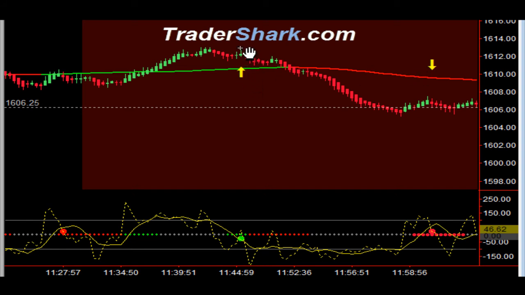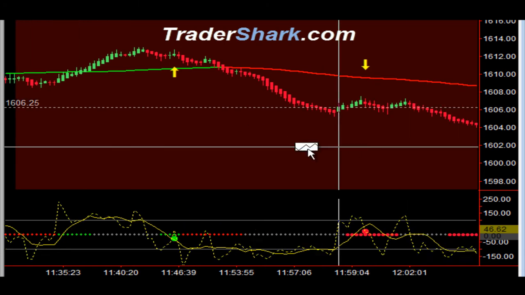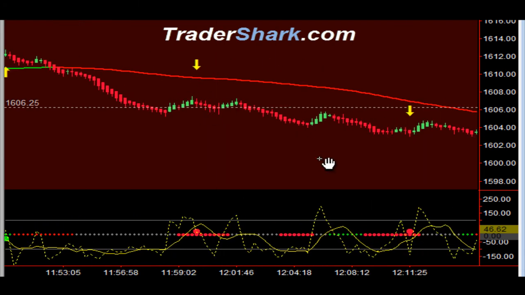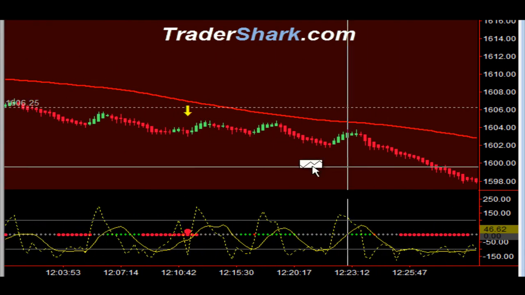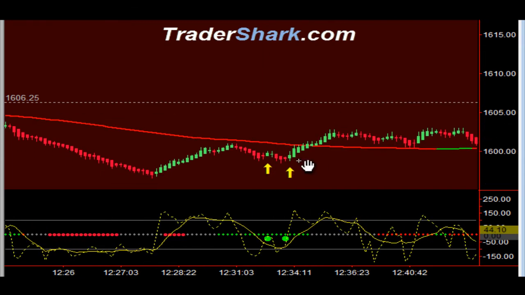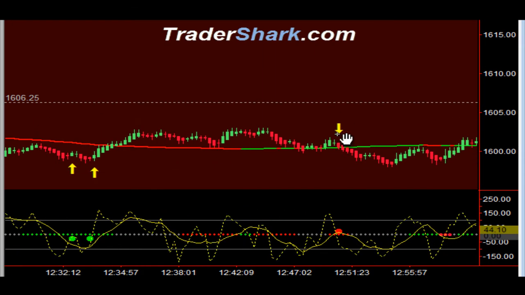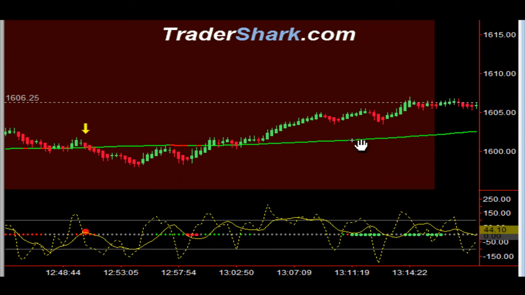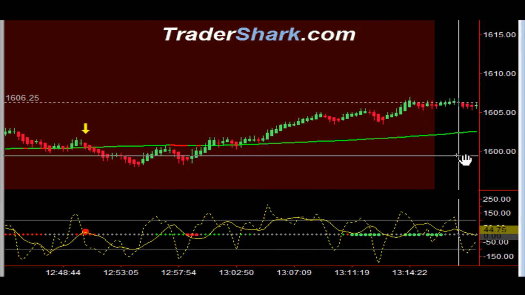So this would have gotten stopped on an auto wave. This auto wave would have been great. This auto wave would have worked out nice. These auto waves worked out nice. But again, it's during a no trade zone. So that's a little part of the discipline.